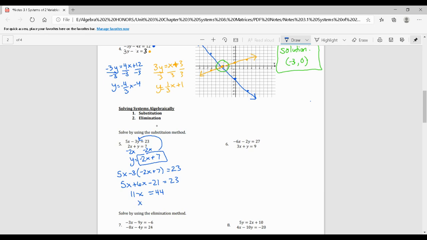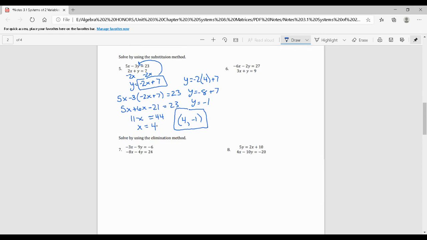X then equals 4. Remember, a solution is an ordered pair. So now we have to figure out what the corresponding y value is. I'll plug it in right where y equals. So y equals -2 times 4 plus 7. Y equals -8 plus 7. Y equals -1. Therefore, my solution is (4, -1). You try number 6.